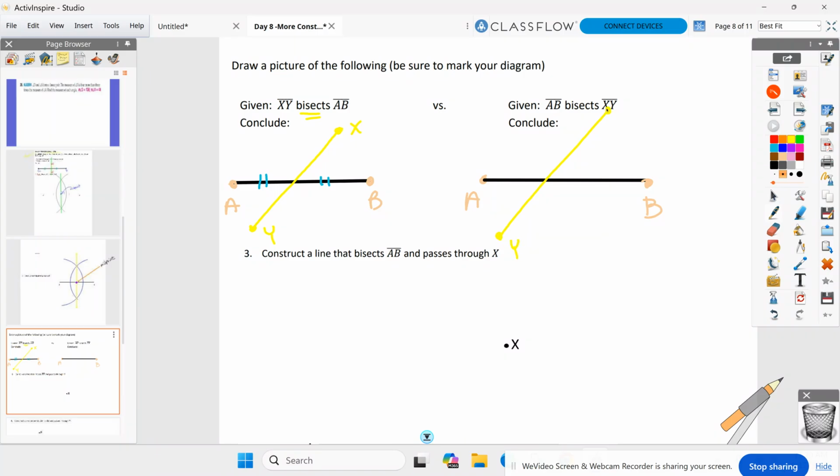I know how many of your honors brains think. So some of you probably just took XY and flipped it with AB. That's fine. I decided to use the same diagram, but you know what? Where are my hash marks going to be now?